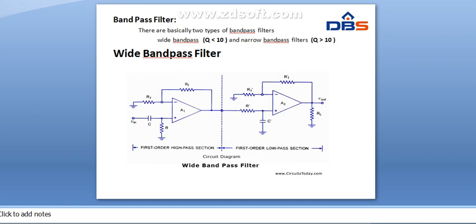Here the pass band is between the two cutoff frequencies FH and FL, where FH is greater than FL. Any frequency outside this band gets attenuated.